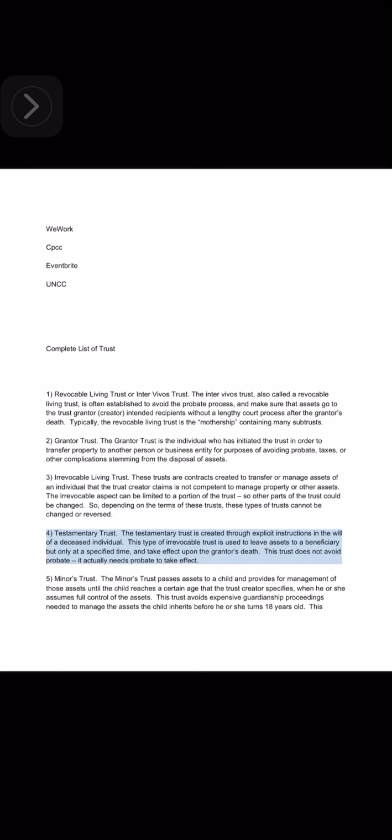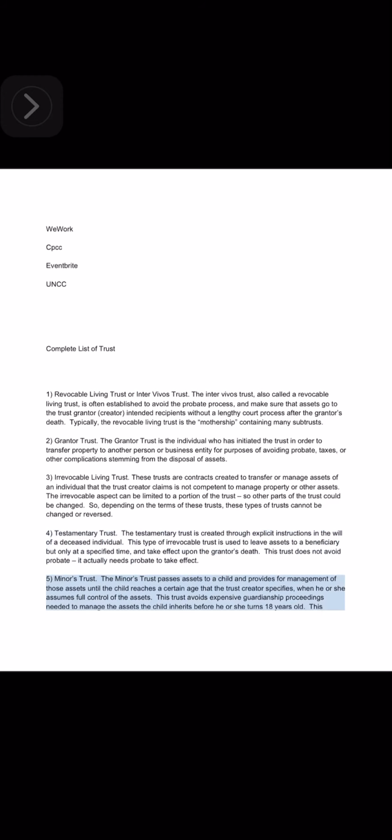4. Testamentary Trust. The Testamentary Trust is created through explicit instructions in the will of a deceased individual. This type of irrevocable trust is used to leave assets to a beneficiary but only at a specified time, and takes effect upon the grantor's death. This trust does not avoid probate, it actually needs probate to take effect.